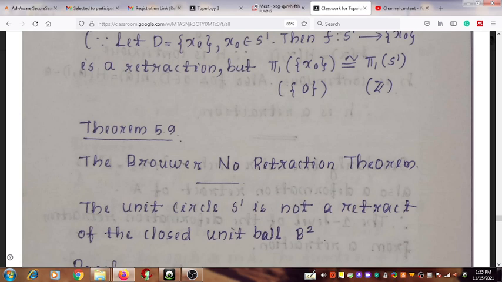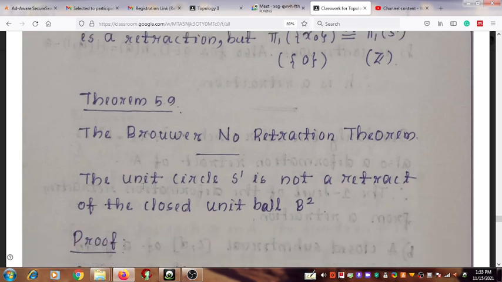In this video we are going to discuss two important results. First one is the Brouwer no retraction theorem. Using this theorem we can prove one more result that is called the Brouwer fixed point theorem. So first let us see the Brouwer no retraction theorem.